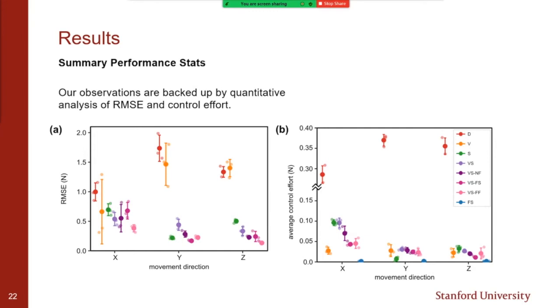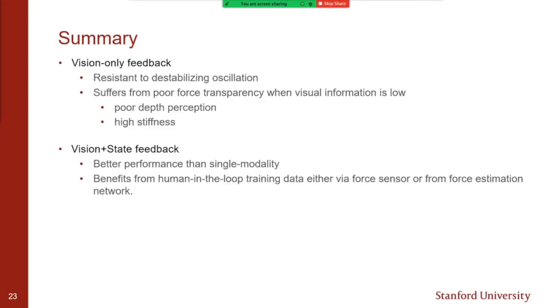So in summary, we think we can say that the vision-only feedback seems more resistant to the disabling oscillations, but suffers from poor force transparency when visual information is low. And then the vision state feedback seems to perform more consistently than the single unimodal one, and benefits from human in the loop training data.